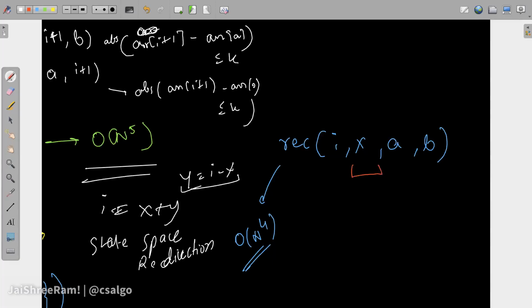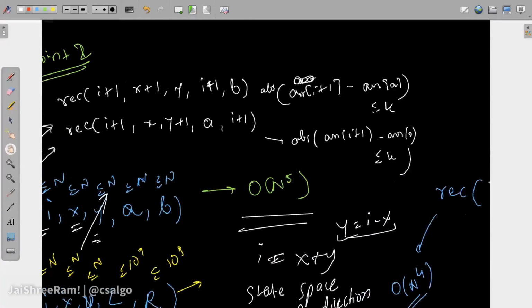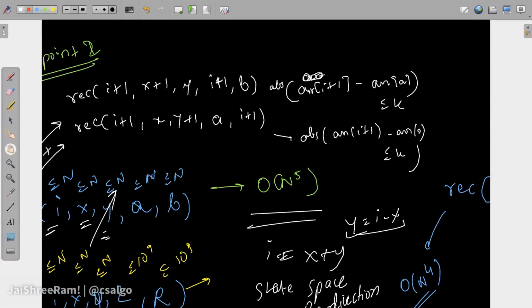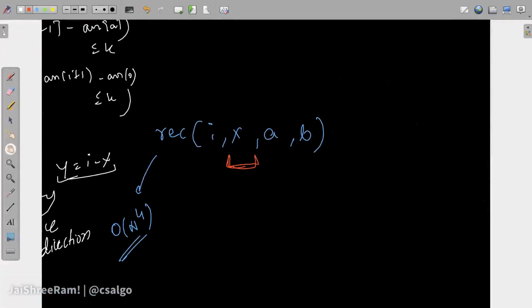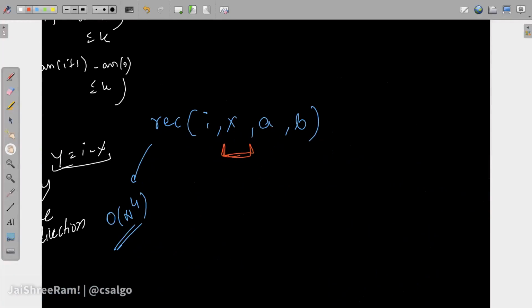Do we need X? I mean, in the recurrence, do you see the use of X anywhere in deciding what we can do and what we cannot do? So this is a bit difficult to digest. I will try to explain this one.